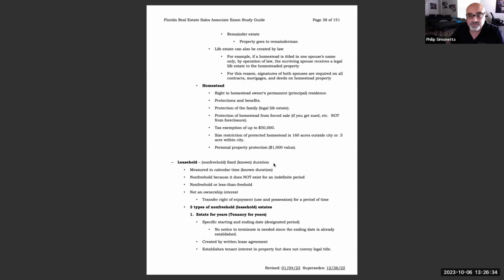And signed. Okay, a homestead is the right, you have the right to homestead the owner's permanent principal residence. And there's protections and benefits when you're homesteaded. Okay, the protection of the family, the legal life estate. Okay, protection of the homestead from forced sale. If you get sued, not from foreclosure. If you don't pay your mortgage, they're going to take your house, right? But it's not from getting sued.